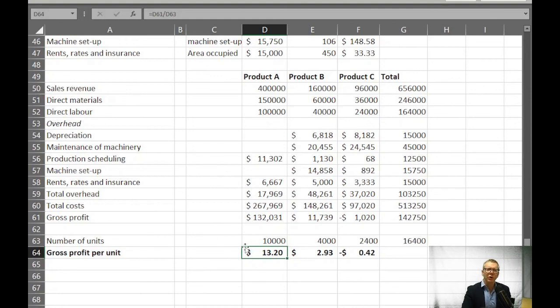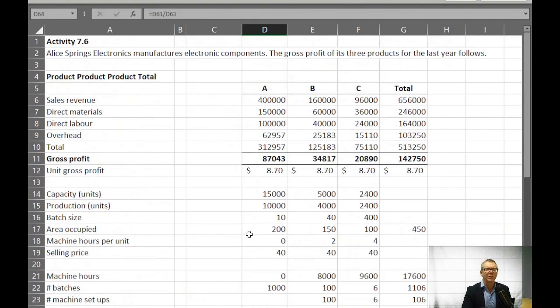So that's how we'd go through a relatively detailed example of setting up an activity-based costing system, determining what the cost drivers are, determining what the allocation rates are, and then applying those to particular products.